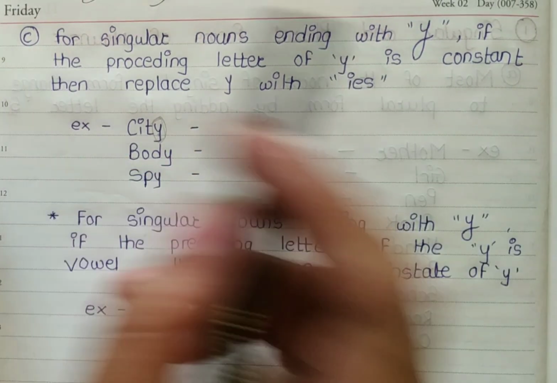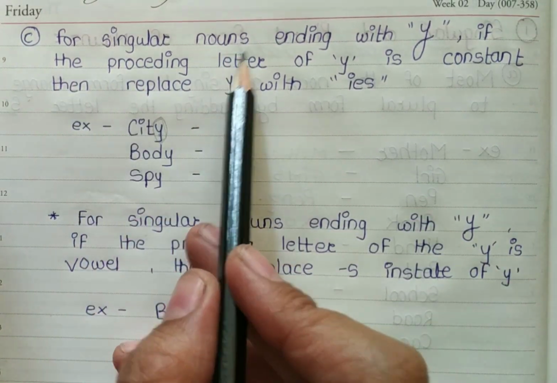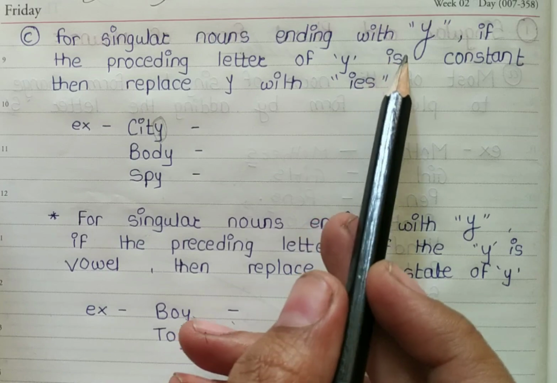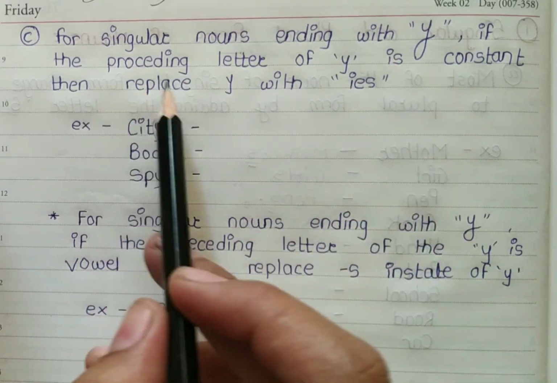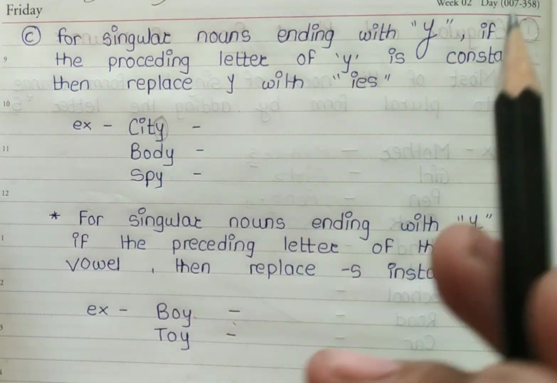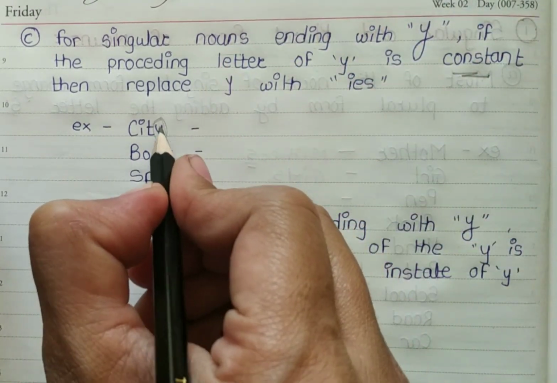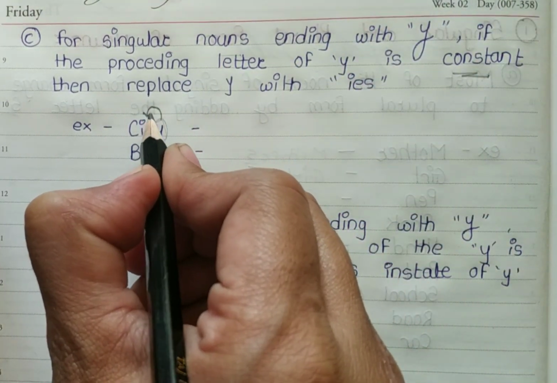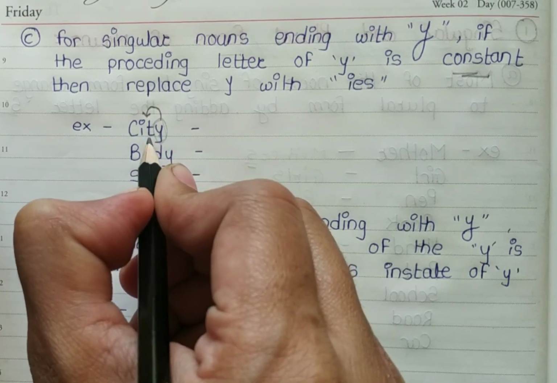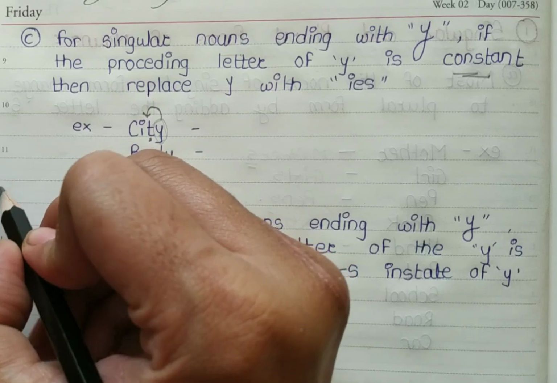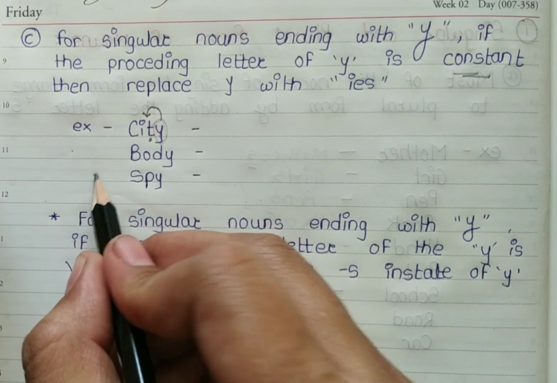So take a first example. For singular nouns ending with the y, if the preceding letter of the y is a consonant, then replace the y with the es. What is meant by that consonant? It means the letter before y, it's a t. It's a consonant. Consonant means we have the vowels and the others are consonants.